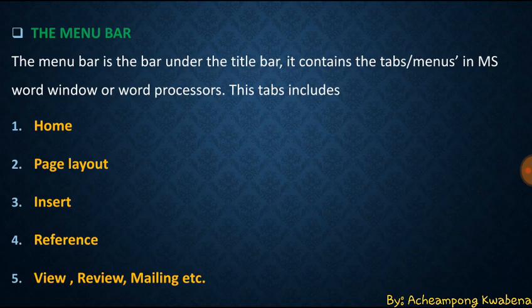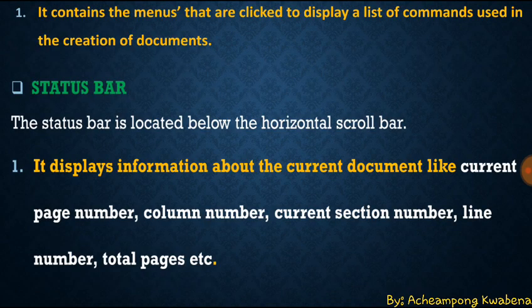So let's look at the function of the menu bar. It contains the menus or the tabs that are clicked to display a list of commands used in the creation of documents. So the menu bar contains menus or tabs that when one clicks, it gives a menu of that tab which contains a list of commands for creating a document.